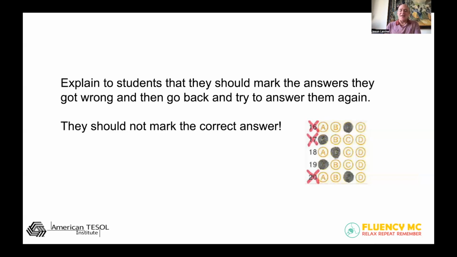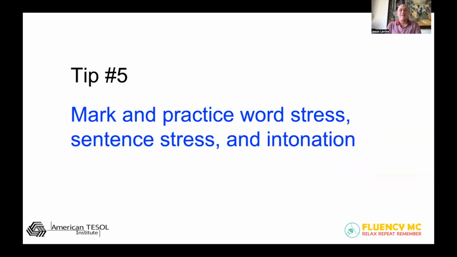Small but big thing here. It really makes a difference. Tip number 5. So we're almost halfway through. I think we're doing well on time here.